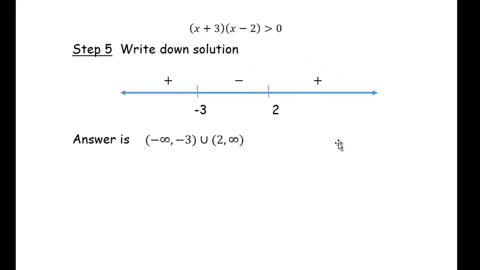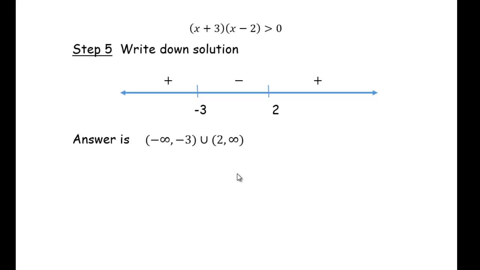Finally, to give my final answer, I have to look at the original inequality and see whether I want the positives or the negatives. Since this is greater than 0, I want the positives. I want the places where the expression is positive. So I want the first interval and the last one. And it's as easy as that.